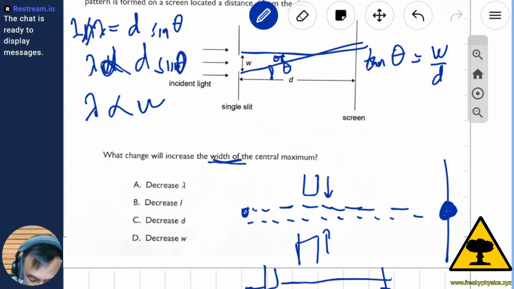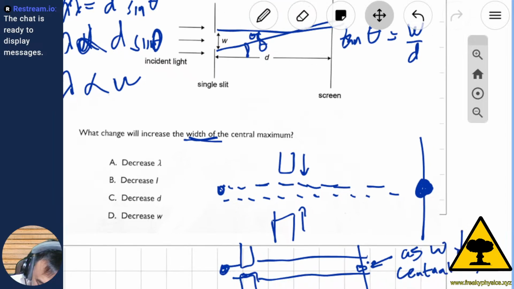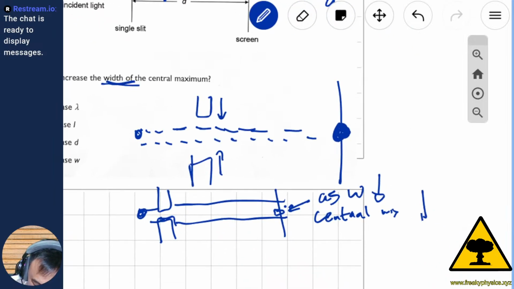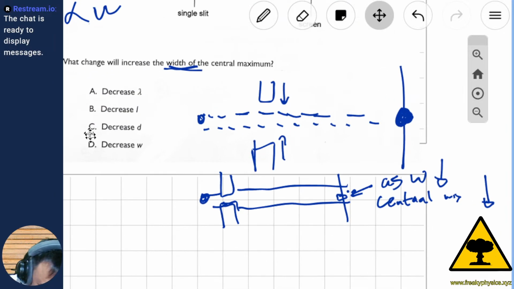So as you make W smaller, as W decreases, the central maximum also decreases, at least to a certain limit, right? So that's the first part. So this is going to be wrong. Decreasing W will be wrong.